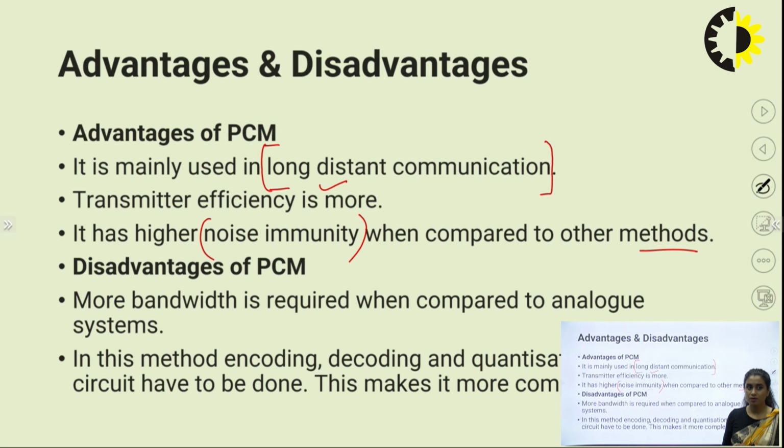If I talk about disadvantages of PCM, more bandwidth is required when compared to analog systems. PCM requires higher bandwidth, which is one of the major disadvantages. In this method, encoding, decoding and quantization of the circuit have to be done. This makes it more complex. All the steps have to be undergone, so this is somewhat a complex process.